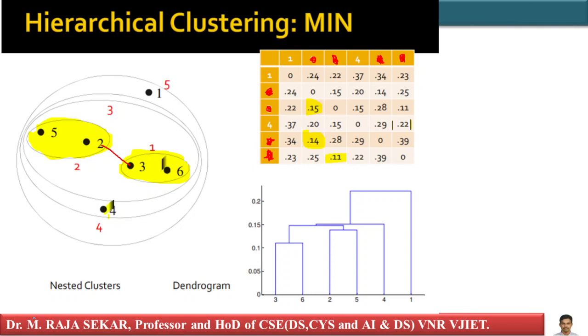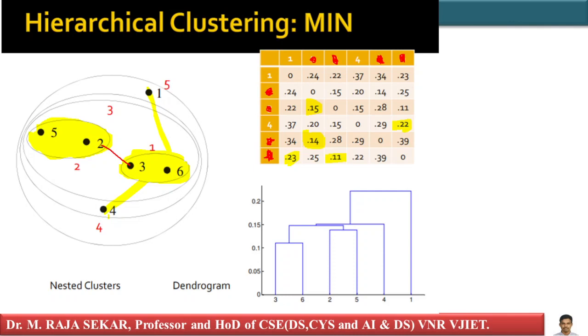Just take the next value. What is the next value? 0.22. It's the distance between which points? The distance between 6 and 4, isn't it? That's why I'm joining 6 and 4. The next value is 0.23. It's the distance between 1 and 6. Just I am joining, isn't it? This is the result that you will get with min clustering.